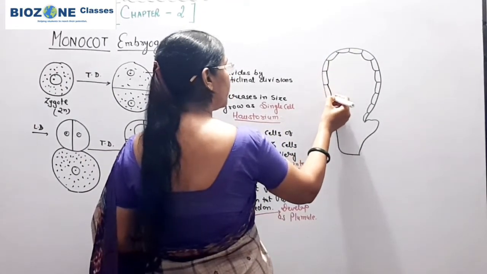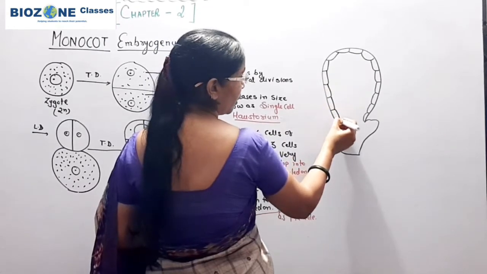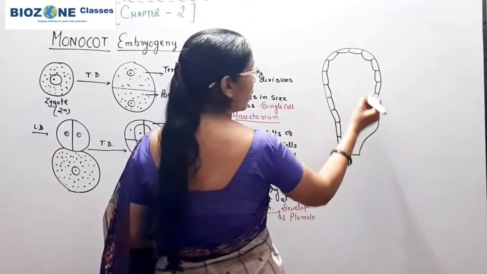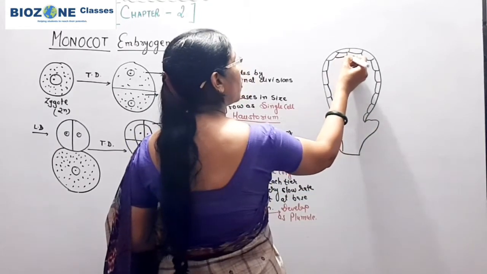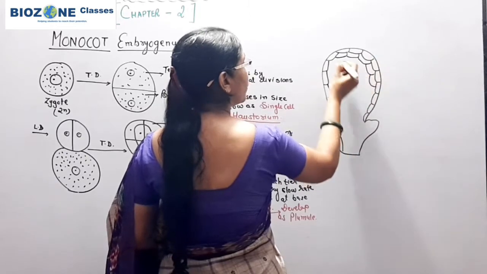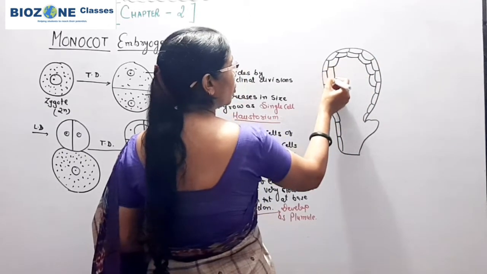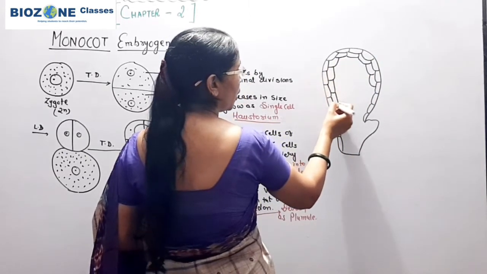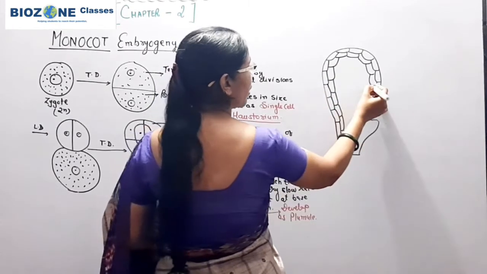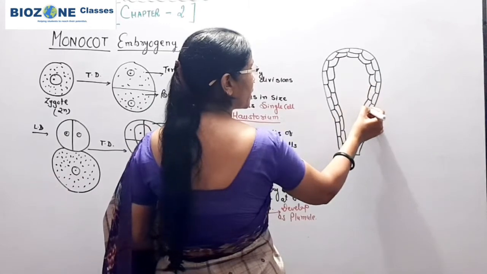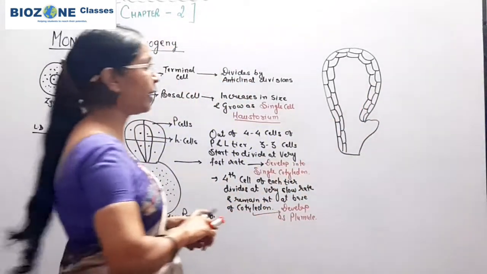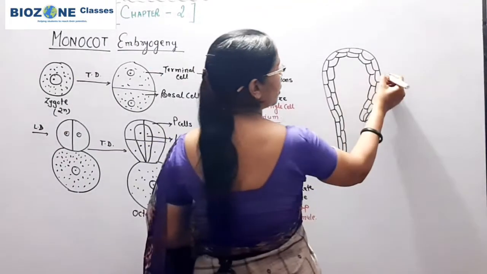That part we studied in the class 11th morphology chapter. So if you have any doubt about the scutellum, you can go through the structure of the monocot seed in the morphology section. Okay, so these cells are present here. Only a few cells I draw here, otherwise the diagram becomes quite complicated. And this is a single cotyledon.